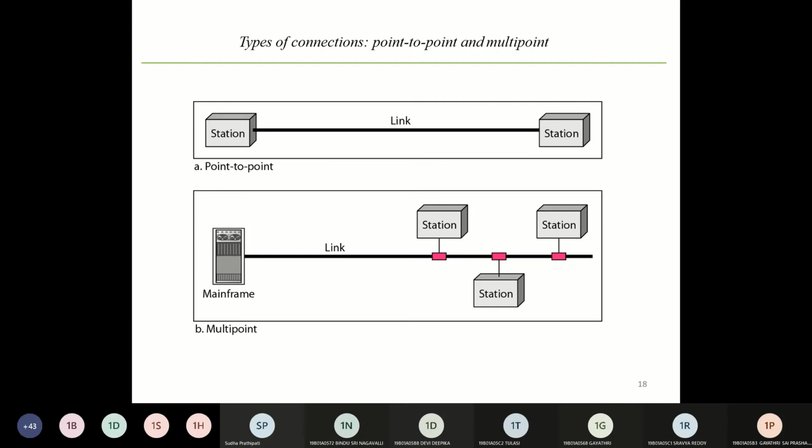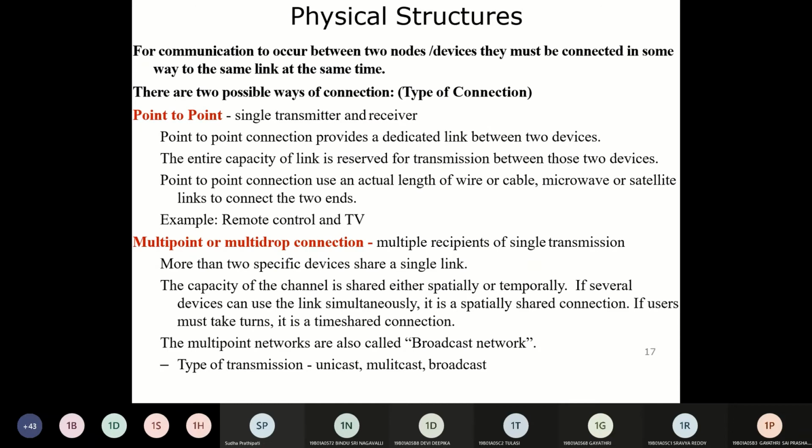One device is sending, like your radio. Radio is broadcast, right? So one sender and many receivers. Whoever tunes into the frequency can actually listen to the radio. So that is broadcast. It's an example of multicast or multi-point or multi-drop connections.